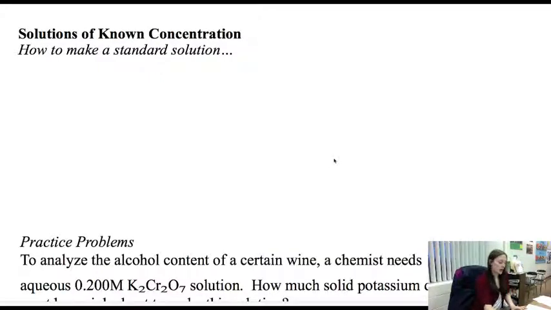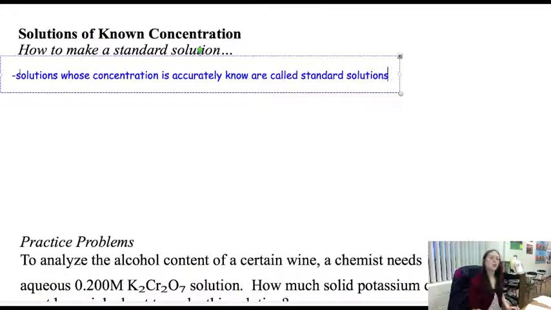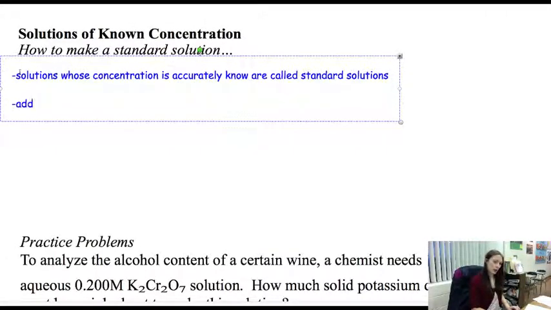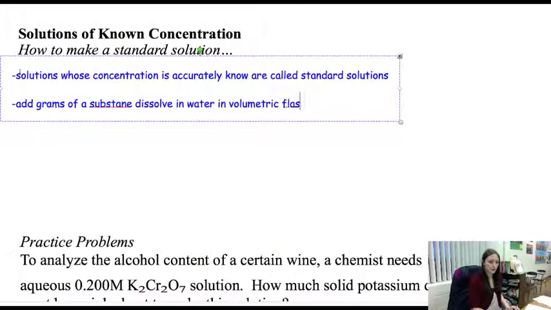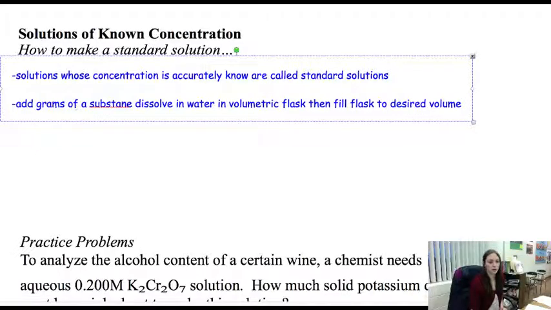Solutions of known concentration. How to make a standard solution. Okay, solutions whose concentrations are accurately known, we call those standards. We call those standard solutions because we know their molarity very definitely, so we can have those as a standard for everything else we may not know. You add grams of a substance and then dissolve in water in a volumetric flask, and we already talked about this in chapter 13, and then you fill the flask to the desired volume. That's how you would make that particular substance.